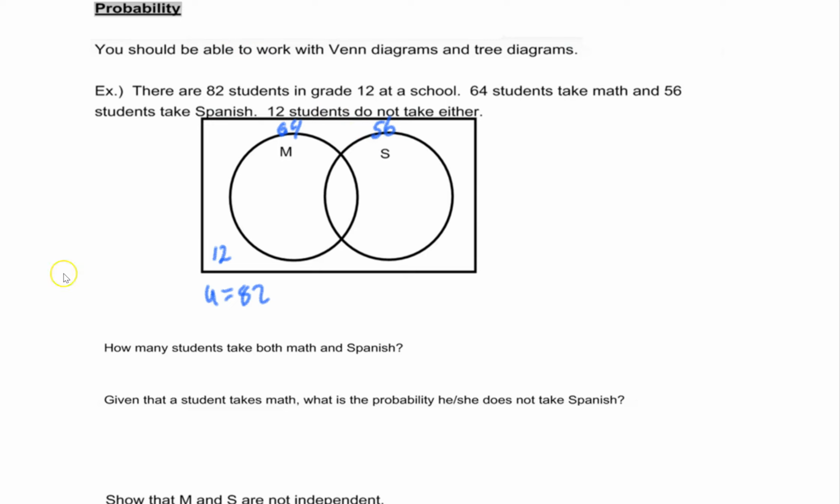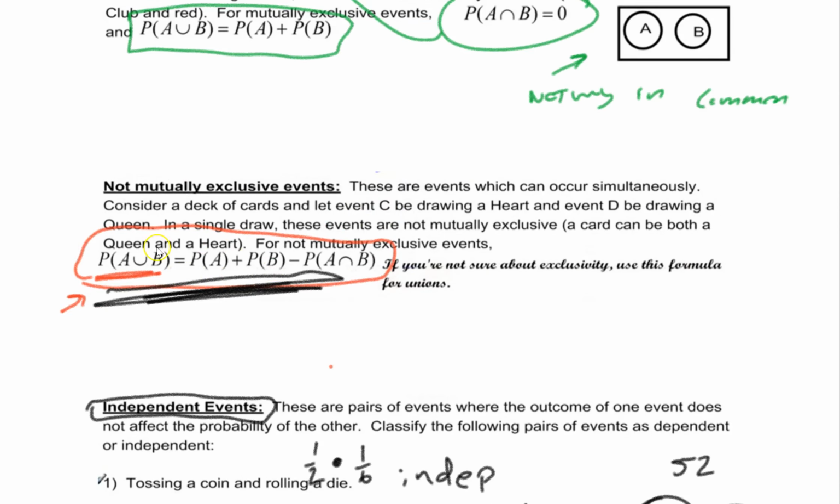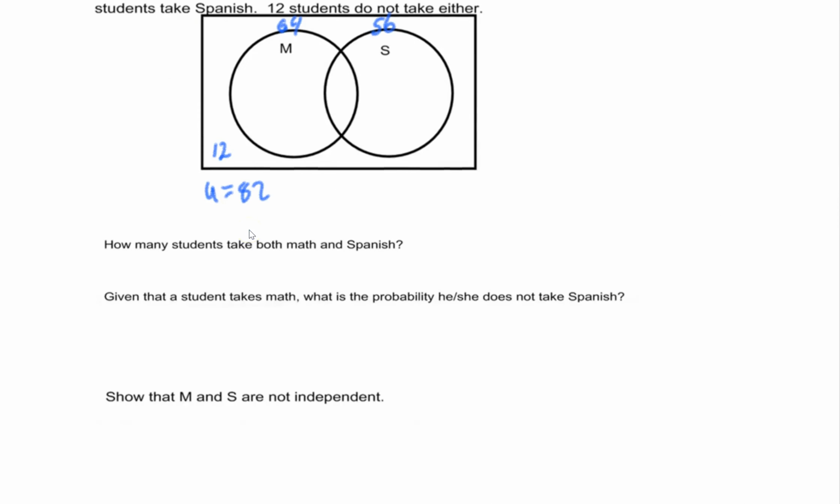Anyway, how many students take both math and Spanish? I've got to figure out this right here. How do I do it? Well, first you've got to figure out what the whole thing is. You're like, well, how do I do that? Well, you go back to my favorite stats equation right here. We're going to use that formula. So probability of M union S equals the probability of M plus probability of S minus the intersection. I can't fill it in yet.